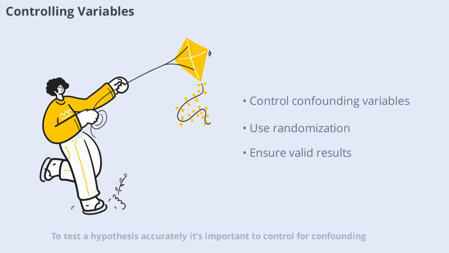To test a hypothesis accurately, it's important to control for confounding variables, factors that could influence the results. In medical research, this might mean randomizing participants or using control groups. Proper control ensures that any observed effects are truly due to the variables you're studying, not outside influences.